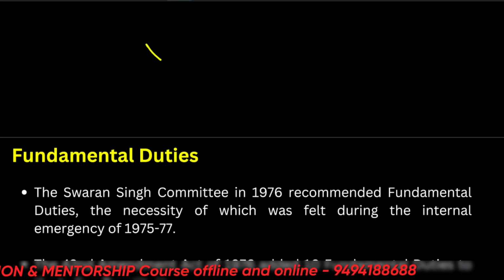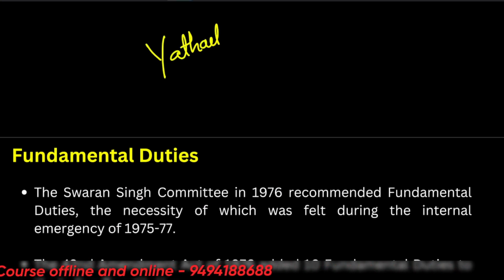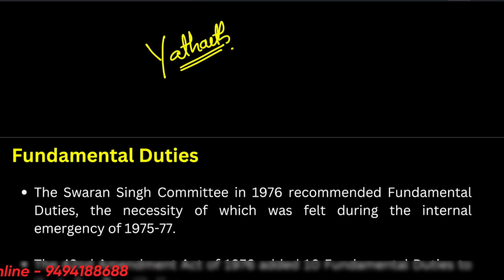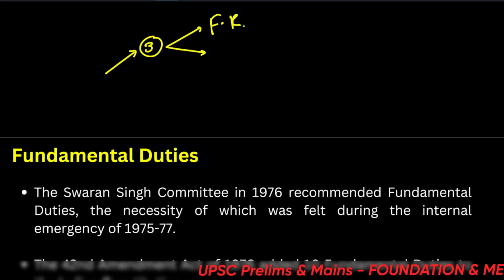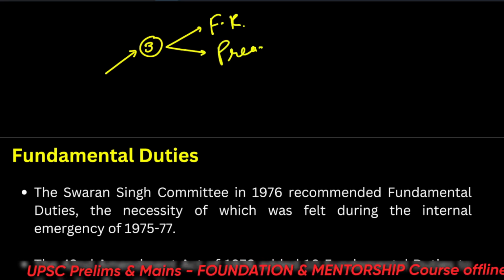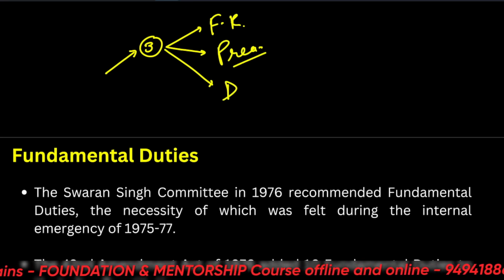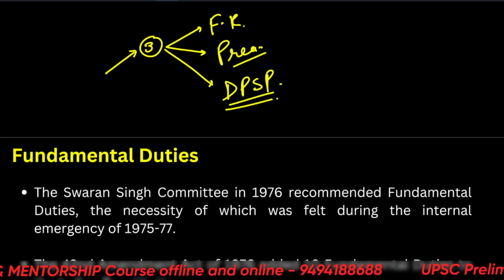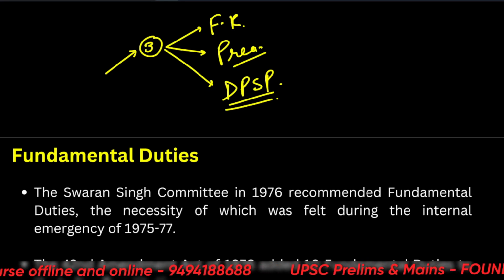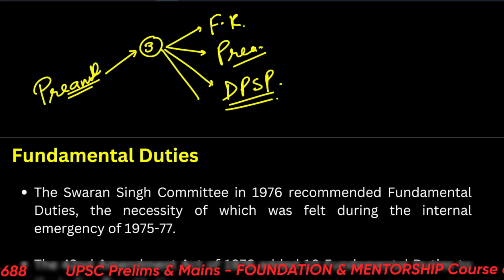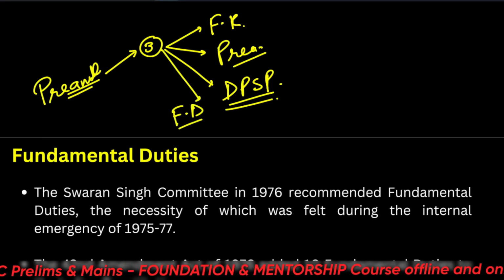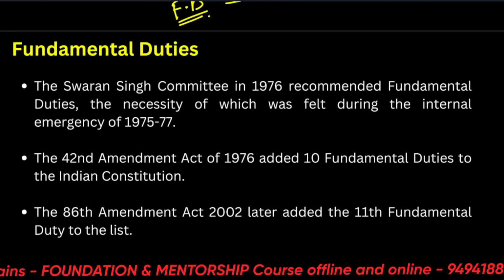This is Yatharth here. In the last video, we saw many things about the preamble, the DPSP, the fundamental rights. So these three pillars we have covered: the fundamental rights, the preamble, and the DPSP. In one way, these are all parts of the preamble. And now we are moving on to the fourth pillar, that is the FD or fundamental duties. So let's see what are the fundamental duties.